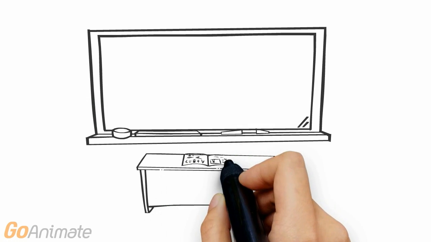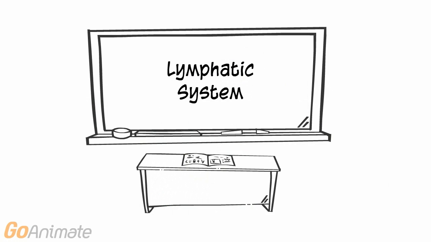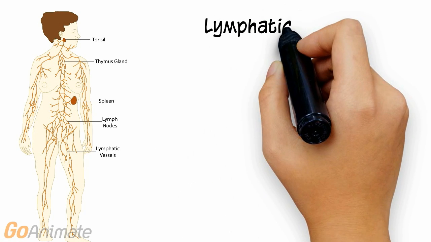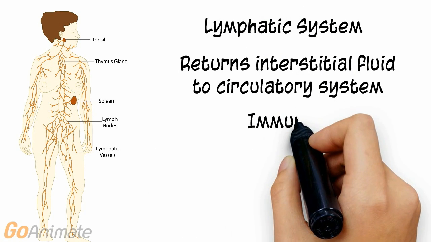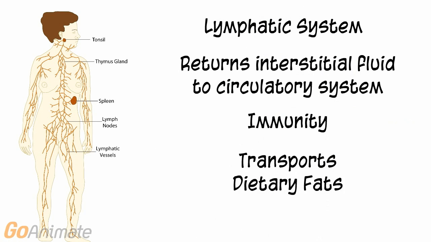Let's learn about the lymphatic system. The lymphatic system is a system of vessels and nodes that returns interstitial fluid to the circulatory system. It also has an important immune function and transports dietary fats.